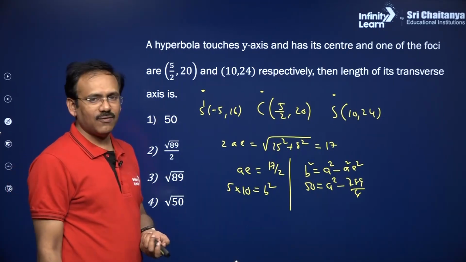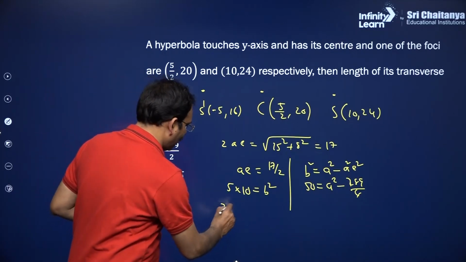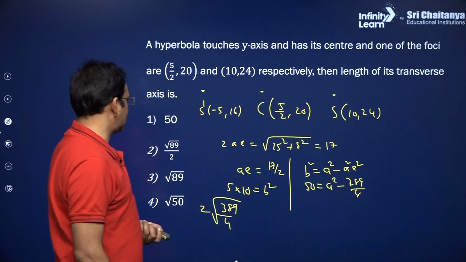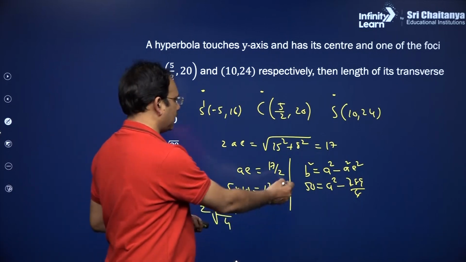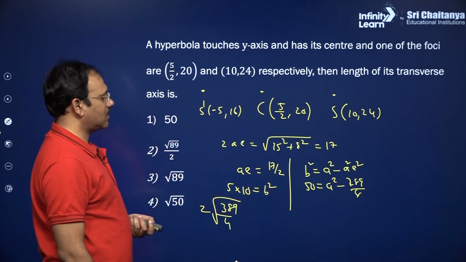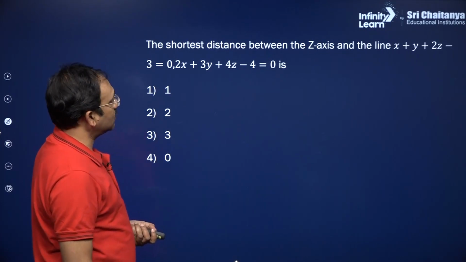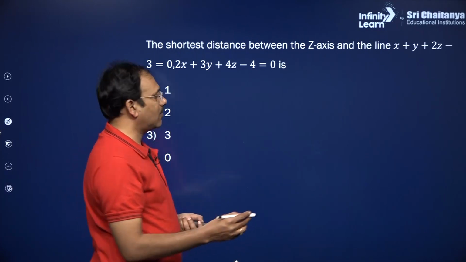You can find 2a from this, my dear friends. This is 389 by 4 under root into 2, my dear friends, you are going to get the answer. Okay. Right. This is b square is equal to a square minus, yeah, this is the thing. Next, my dear friends, the shortest distance between z axis and the line is here in unsymmetric form.